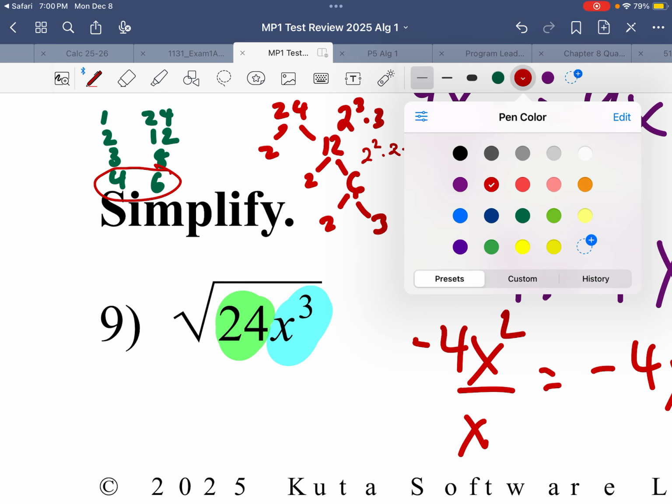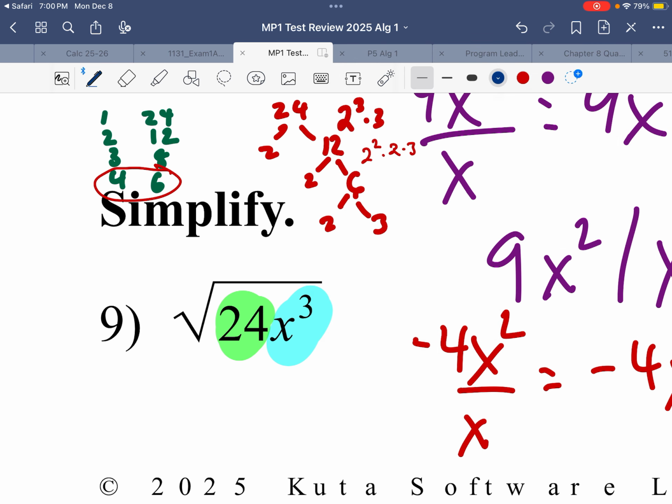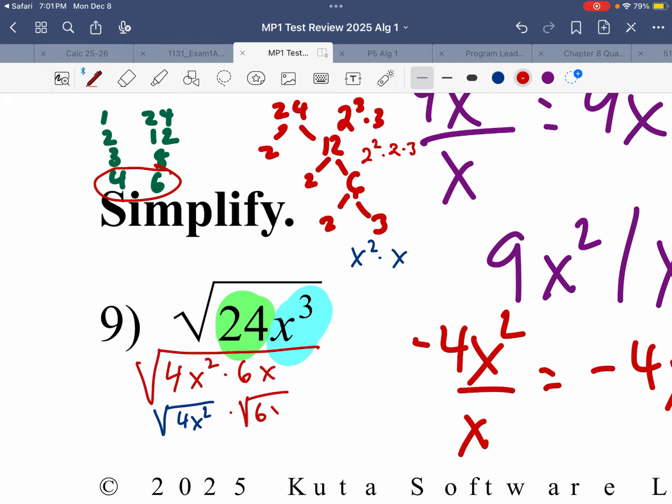In terms of x squared being a perfect square, I can write this like x squared times x. So I can write this as the product 4x squared times 6x, or the one I could simplify, the 4x squared times the square root of 6x. Now the square root of 4x squared I can simplify to 2x, and then the square root of 6x.